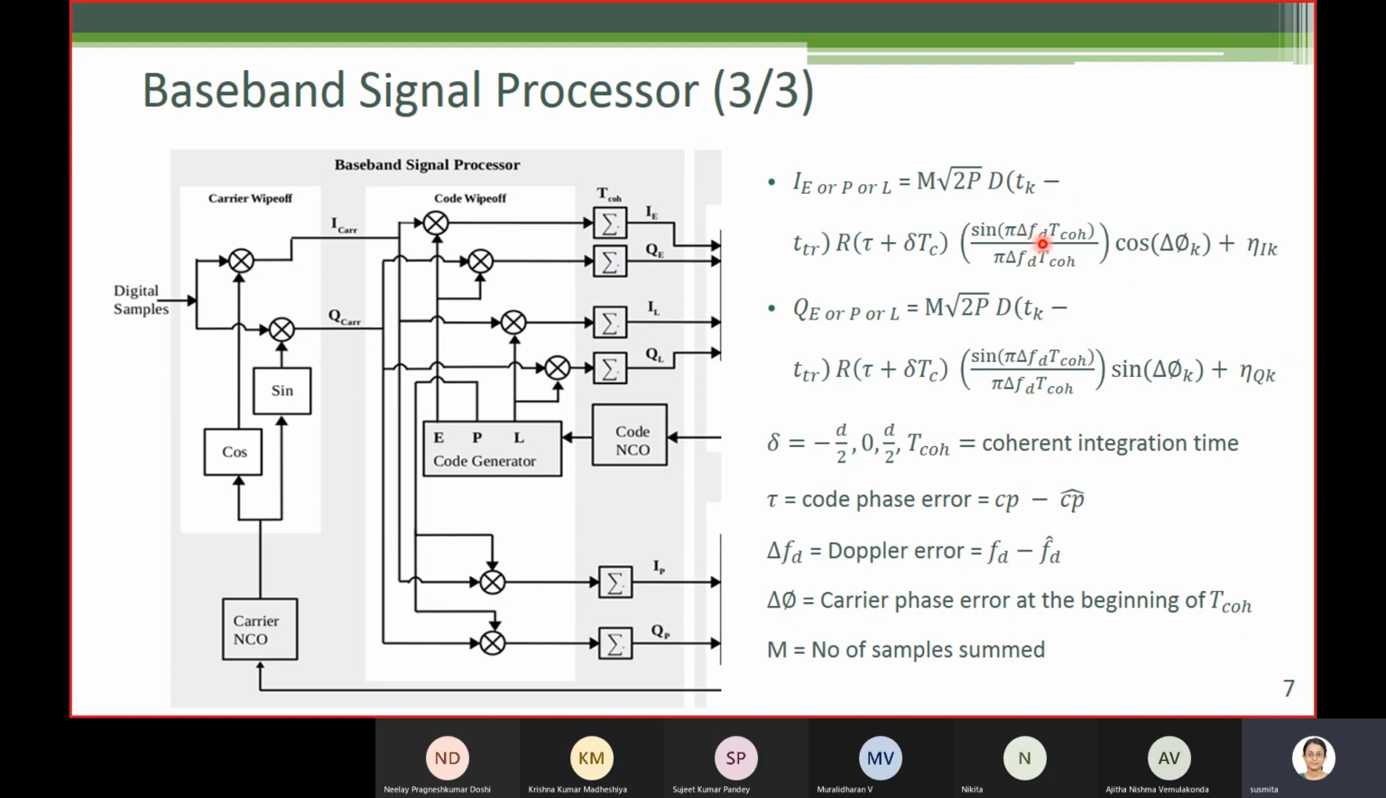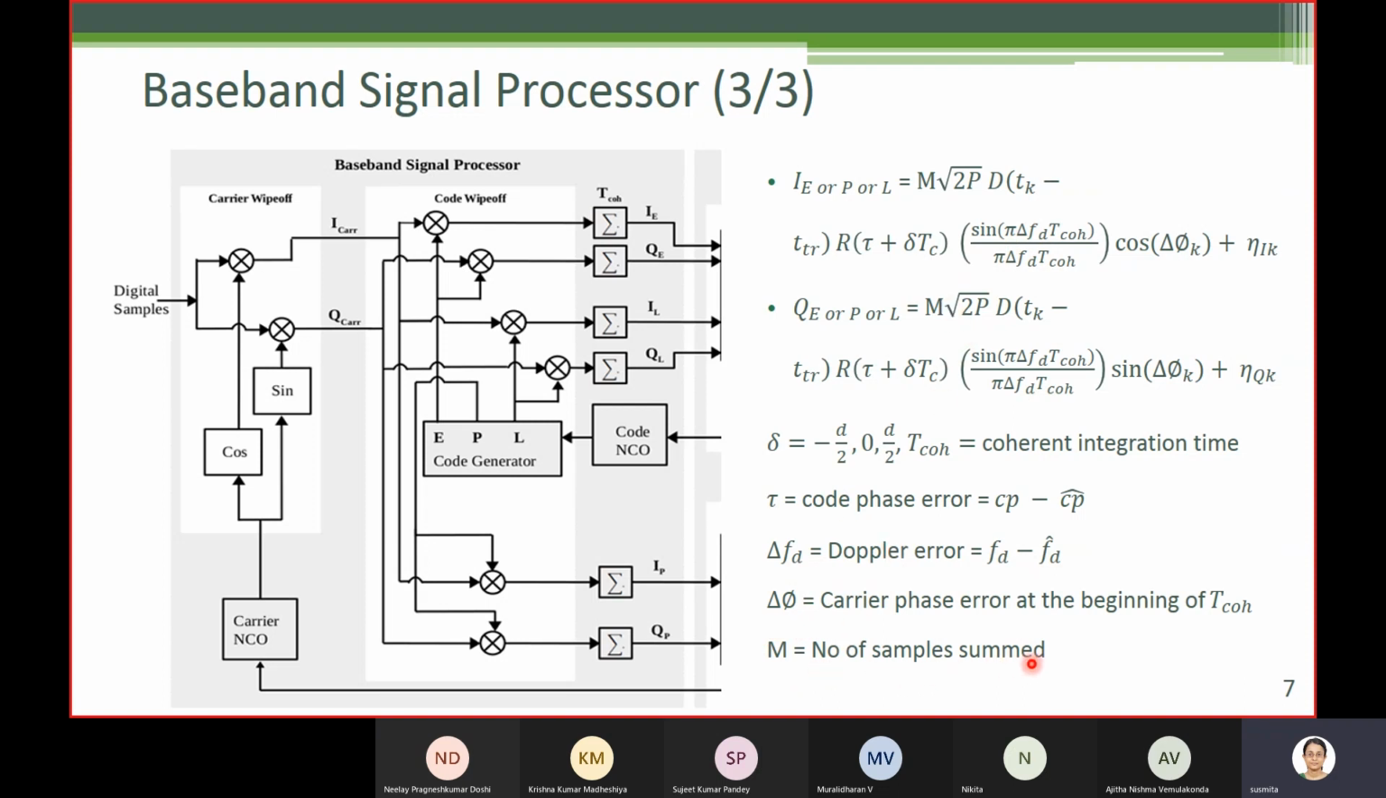What is delta FT? Delta FT is the Doppler error. This is the incoming Doppler, the Doppler frequency present in the incoming signal, and FD hat is the receiver's knowledge of Doppler, the receiver's estimate of Doppler. The difference between the two is the Doppler error. So this delta FD term comes here. Next is M.